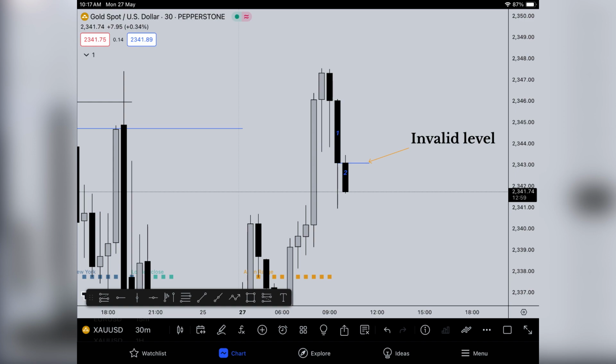In this chart, we marked a bearish gap level, but it is invalid because the second candle is still open. Similarly, in other SNR levels, we can't use it if the second candle is still open.